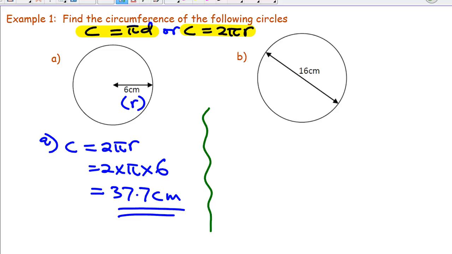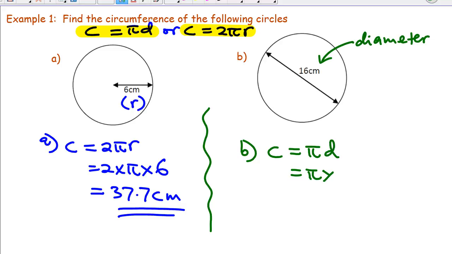In B, again, you have to inspect. This one here is the diameter. So I'm going to use this first formula. Circumference is equal to pi d, which means for B, circumference will be pi d. So pi times our diameter, which is 16, and that gives us 50.3 centimeters.